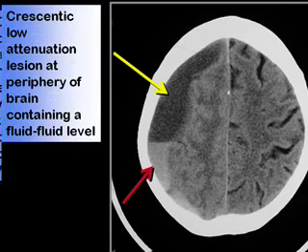In this individual, there is intracranial hemorrhage in the form of a subdural hematoma. There is a crescentic low attenuation lesion at the periphery of the brain, and it also contains, in this case, a fluid-fluid level where the heavier blood elements have settled to the dependent portion.